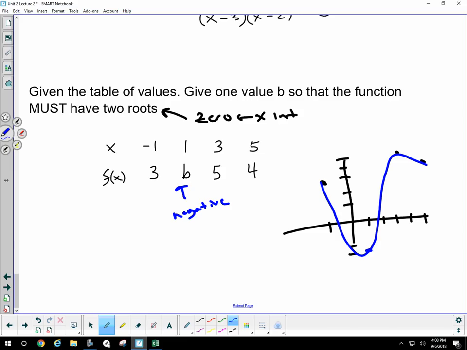What if I must have 1 root, and that root can't be 0? I can't have this point here. This is not allowed. Can't be 0. Somebody give me a value for b.